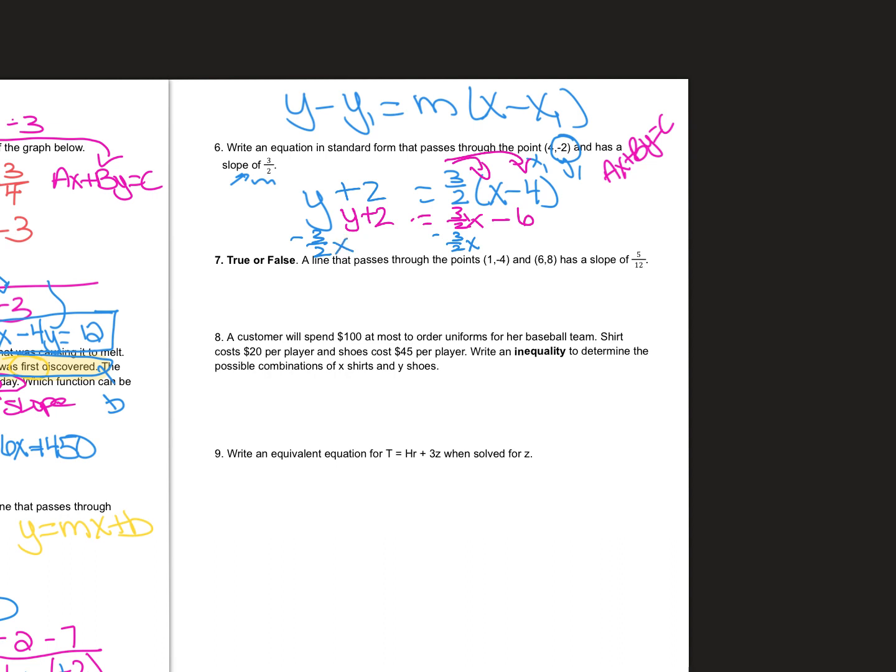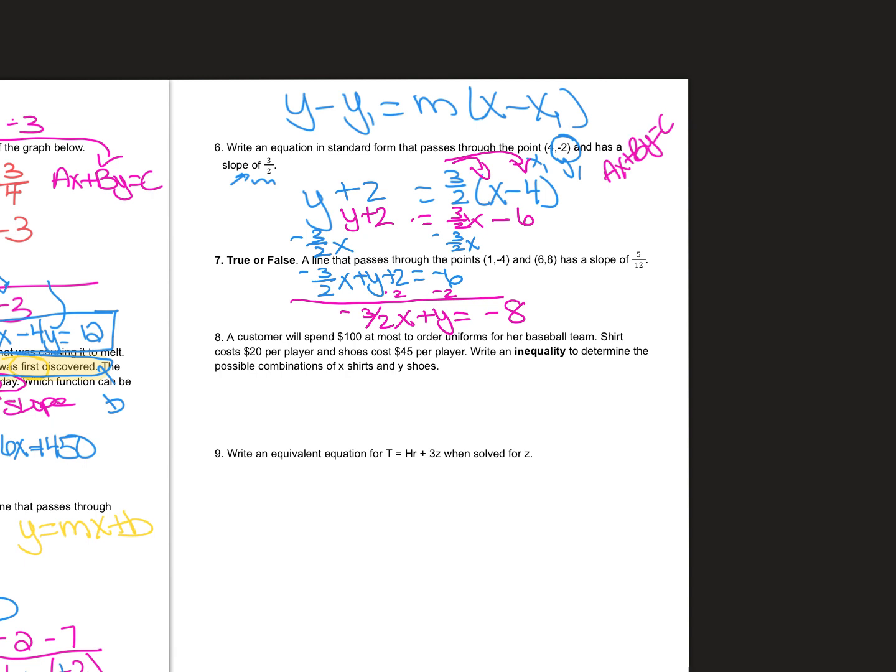And I'm sorry, number 7, I'm going into your space. So I have -3/2 x plus y plus 2 equals -6. And the last thing is I need to get rid of that 2, so I'm going to subtract 2 from both sides. -3/2 x plus y equals -8.